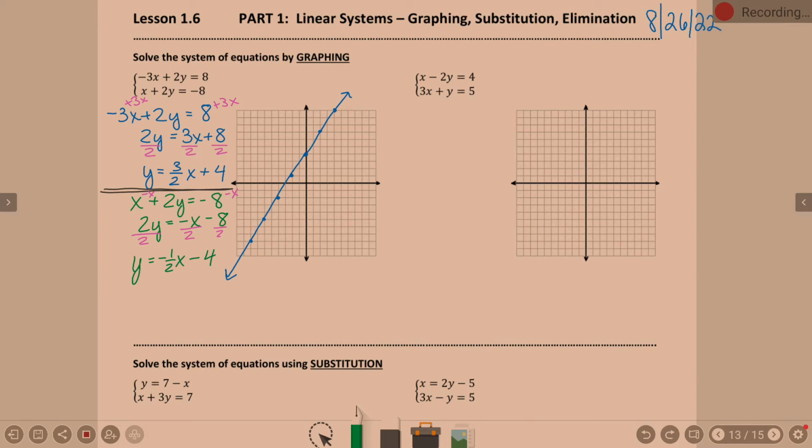And we'll write a graph again, yes? Okay. So, with that in mind, where is my first point at? Negative four.